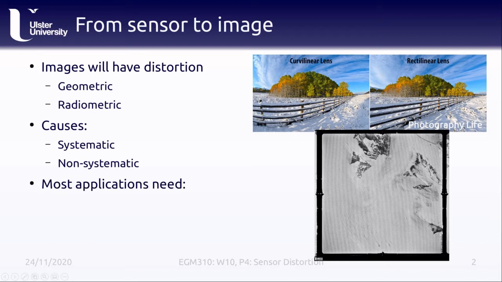For most remote sensing applications, we need images that have a consistent geometry. In other words, the same object in different images will have the same shape and size. And we also need images to have a consistent radiometry. That is, we want color differences in an image to be due to actual differences in the objects on the ground and not differences in the sensor.